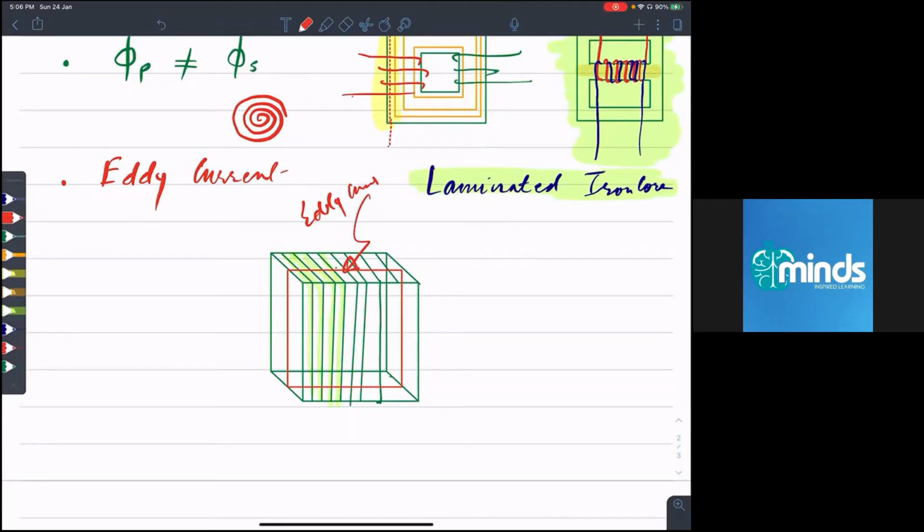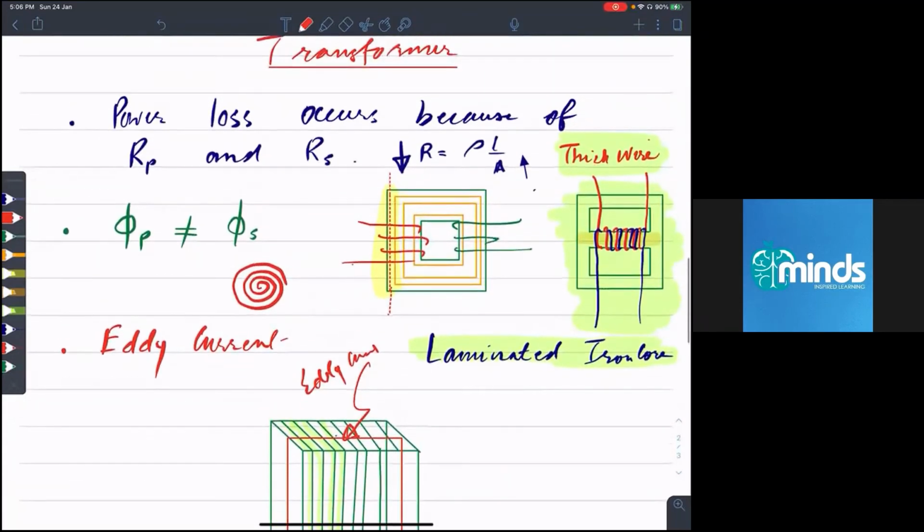Are you people able to understand this? If you put some insulation between two metal layers, eddy current won't be able to continue from one layer to the other. It has to break because of the insulation. That reduces the power loss because of eddy currents. So in a transformer, power loss occurs because of the resistance of the primary and secondary coil. Power loss occurs because the flux of the primary is not the same as the secondary. Power loss occurs because of eddy currents.